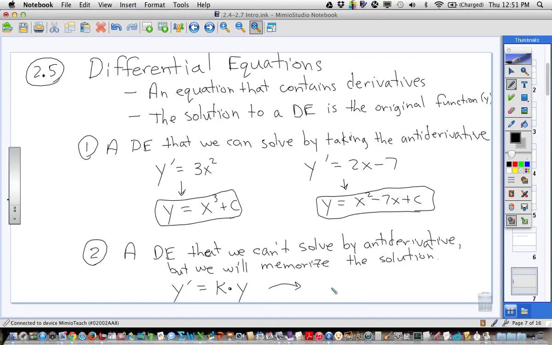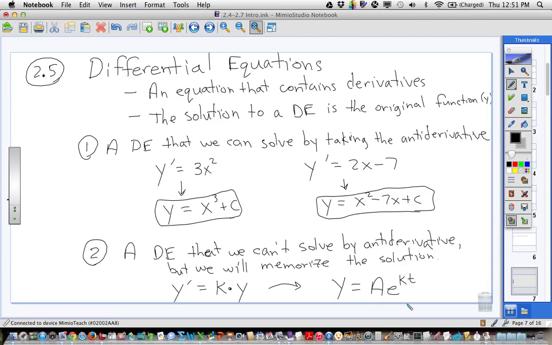Now, this is a really famous differential equation, and the reason we're talking about it right now is we're talking about exponential functions. The solution to this is actually an exponential function. It's y equals a, which is just some other constant, e to the kt. Now, we use t here instead of x, because this is exponential growth, or decay if the k is negative. So the solution to this is an exponential.